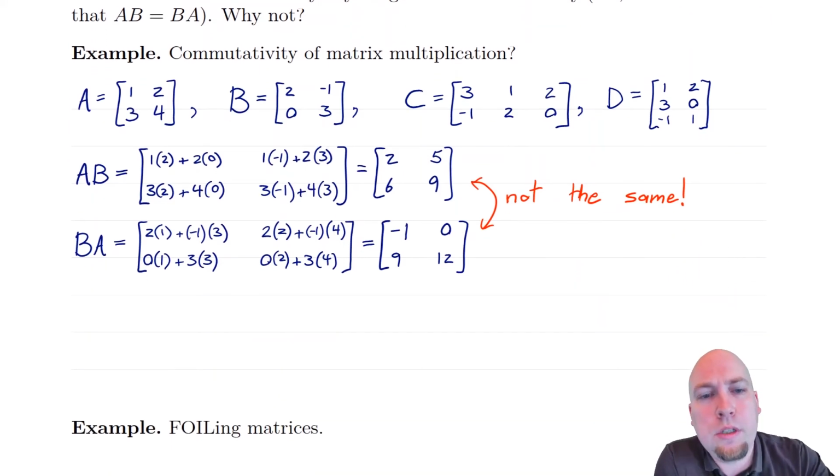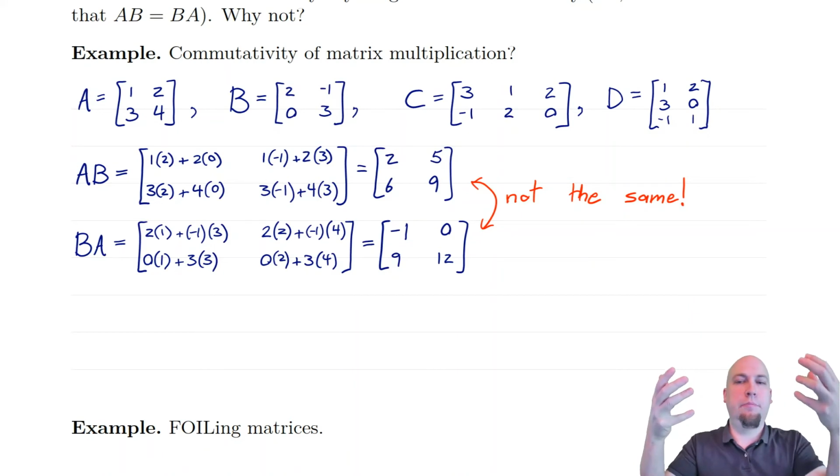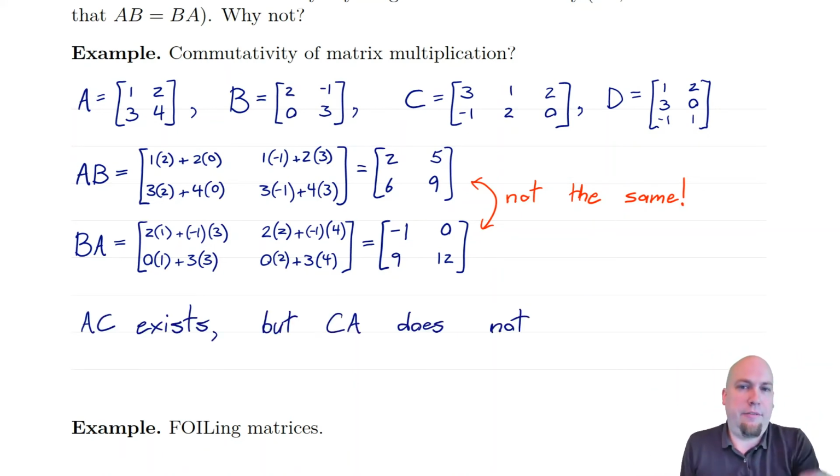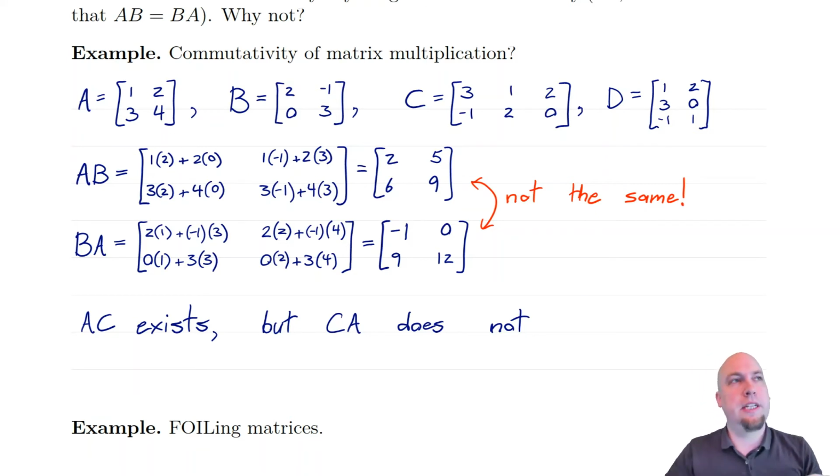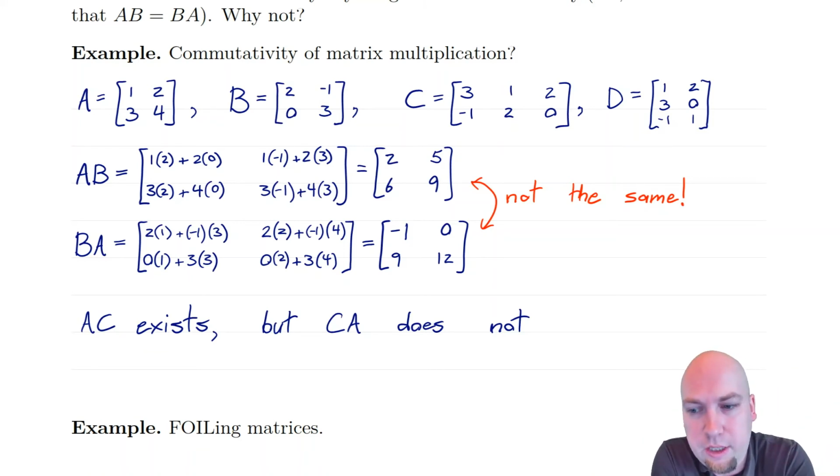Actually even worse than this, not only might A times B not equal B times A, but if you were to do A times C, that would exist. This is 2 by 2 times 2 by 3. The inner dimensions are both 2, so you can do that matrix multiplication. You'll get a 2 by 3 matrix as your answer. But C times A does not exist. So if you try to commute them past each other, something's going very wrong because you get something that doesn't even make sense. C times A is 2 by 3 times 2 by 2. The inner dimensions there are 3 and 2. They don't match, so that matrix product is not a thing. So commutativity fails very hard in that case.